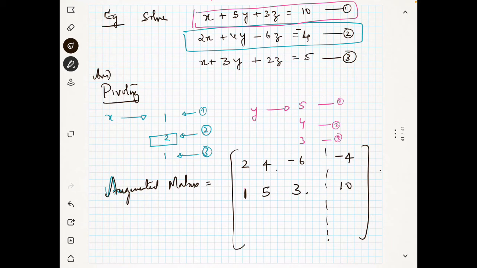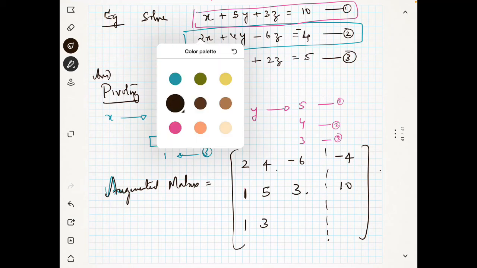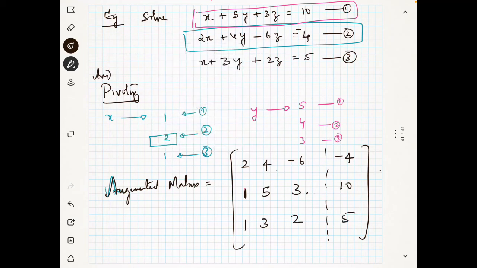Now one remaining equation is there, I will write it, okay. Next I will write the remaining equation: 1, 3, 2 and 5. So this is my augmented matrix. I hope this is clear to you, okay. If you compare this, you can see this is the biggest number in the first column, and this is the biggest number in the second column. You see the second row, second column, and this is not the biggest number because we have considered x and y. So the remaining equation we are writing, okay.